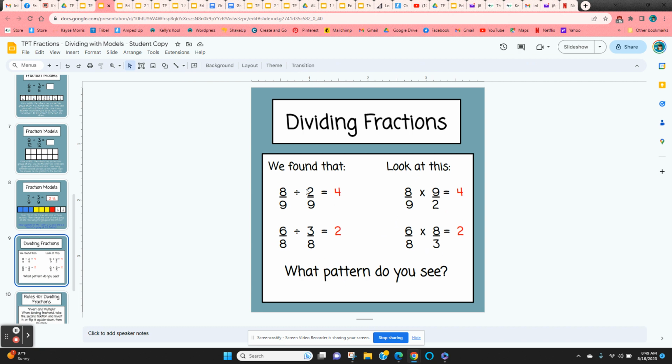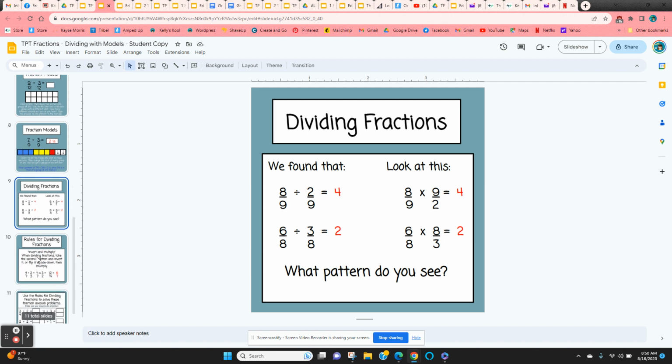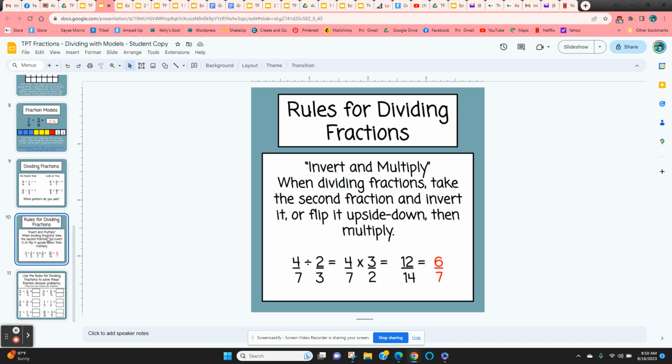So students are going to look for the pattern here. And the pattern is if we have division by fractions, we take the second fraction, we're going to invert it, change it to multiplication, we'll get the same answer. So that gives us a method for dividing fractions called invert and multiply. So when dividing fractions, take the second fraction, invert it or flip it upside down, and then multiply.